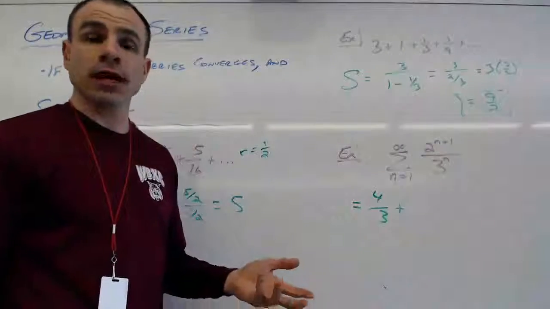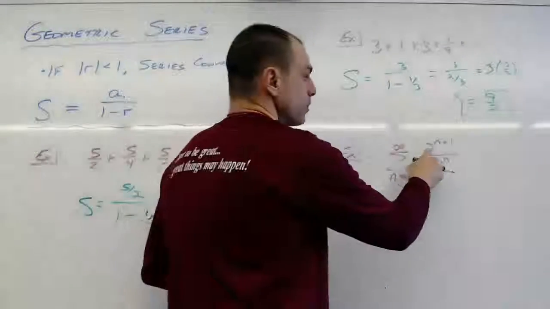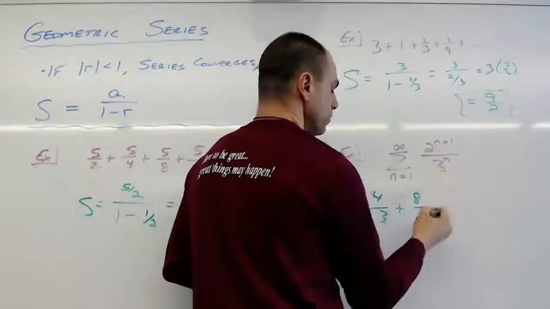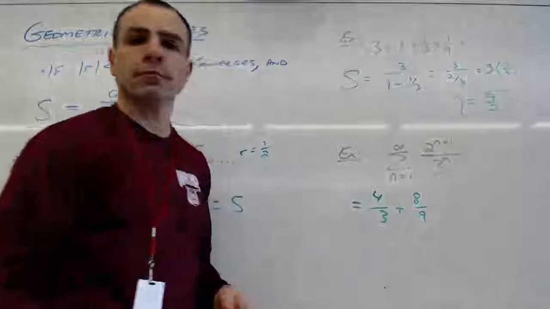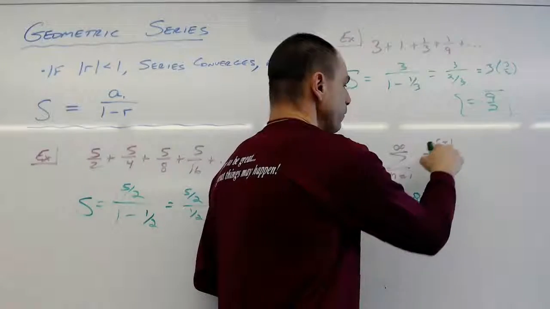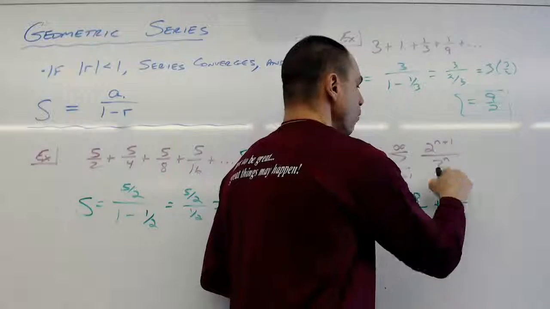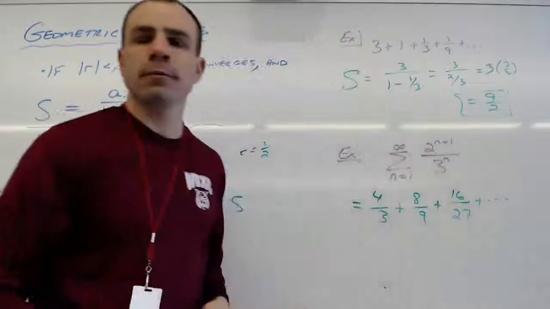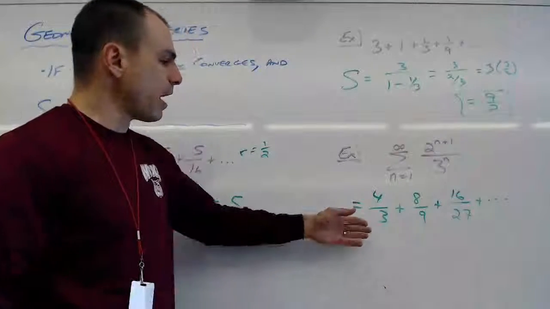Then we need our second term. So now n is 2. So that's 2 cubed, which we know is 8, over 3 squared, which is 9. And if n now bumps up to 3, we have 2 to the 4th, which is 16, over 3 cubed, which is 27. So on and so forth. Now at least we have our first term.